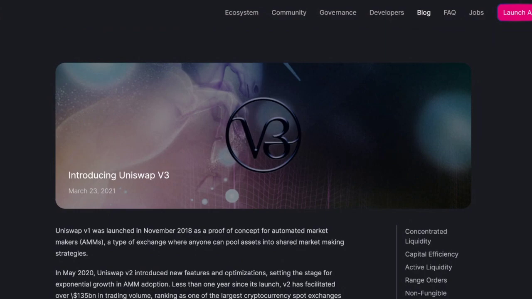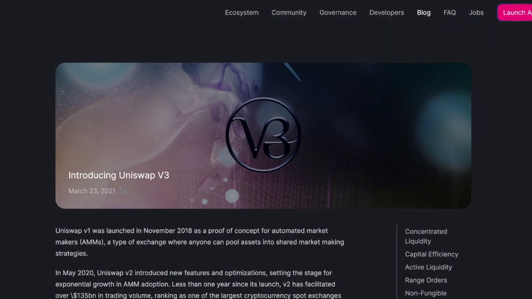Yeah, and then in March 2021, they released V3, which its main thing was it allowed for concentrated liquidity. So instead of your liquidity being spread across all price values, you can choose which price value you want to position your liquidity on, which multiplies capital. And yeah, they also changed the liquidity pools to be NFT based instead of token based.